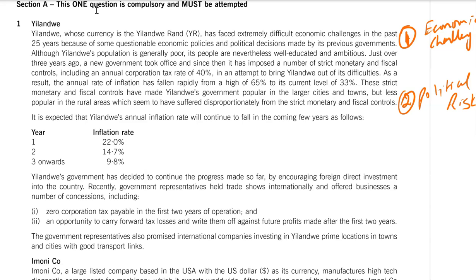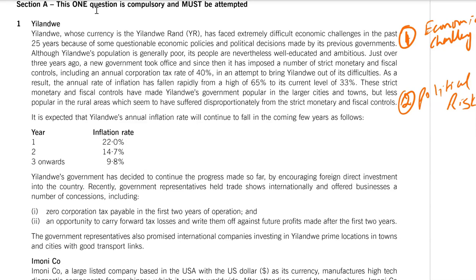Then it is expected that Yilandwe's annual inflation rate will continue to fall in the coming few years as follows. Year 1 inflation is 22, 14.7, 9.8 onwards. Government has decided to continue the progress made so far by encouraging foreign direct investment in the country. Recently, government representatives held trade shows internationally and offered businesses a number of concessions.